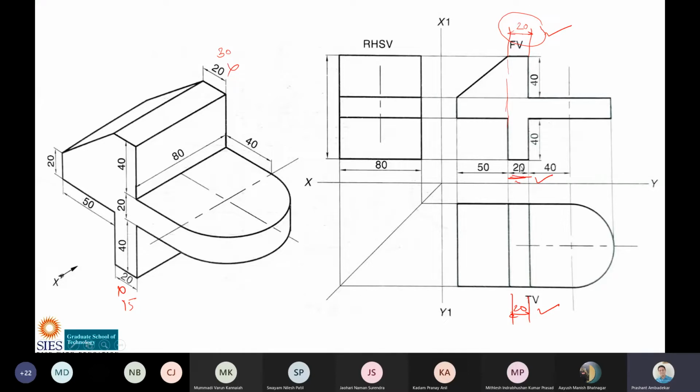And if there are any other doubts, why is it repeated? Because this and this are two different surfaces. By coincidence this is 20 and this is 20. I told you that this could have been 30, 25, anything, and this is 15. This could have been 15, 30, anything. Just by coincidence, it is 20. So it doesn't mean that you don't have to give dimension at both the places. This surface and this surface are different. I hope the doubts are clear.